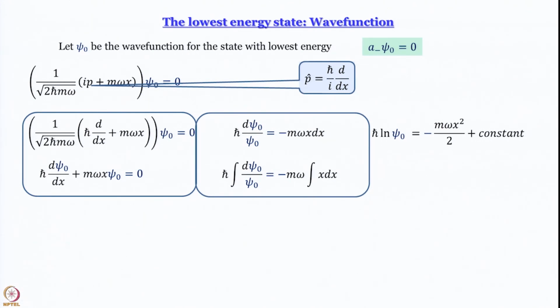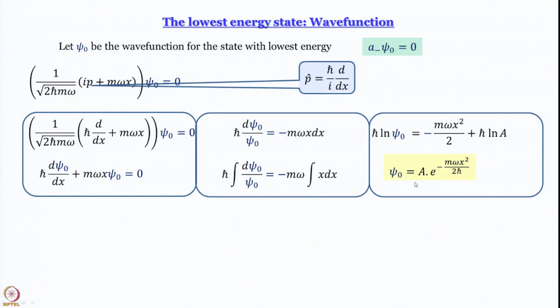okay, pretty simple. Now, for the sake of convenience, I will write the constant in logarithmic form as well, because if I can somehow bring it inside this log, then I can just take antilog on both sides, raise both sides to the power of e, and I will get a nice expression. So, I will write this constant as h cross ln A. Then it becomes simple, you can just take it to the other side, it will become h cross ln psi 0 by A, then raise both sides to e, we get psi 0 equal to A multiplied by e to the power minus m omega x square by 2 h cross, right, simple.